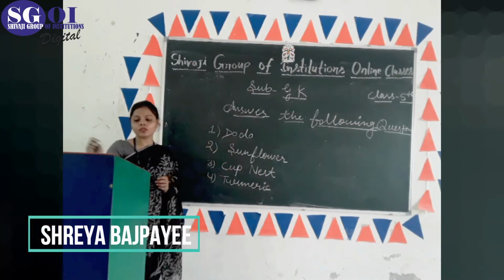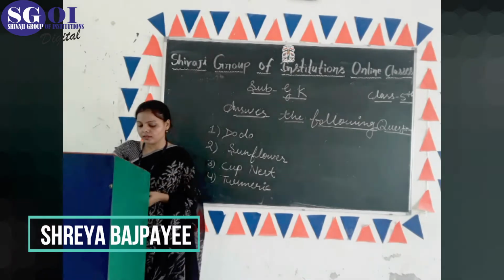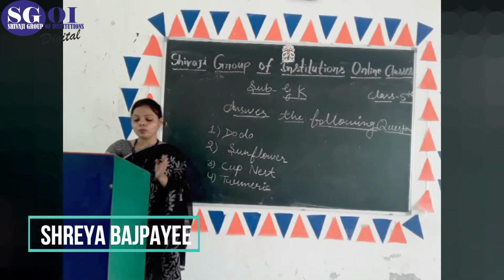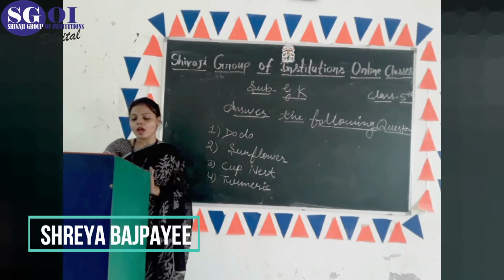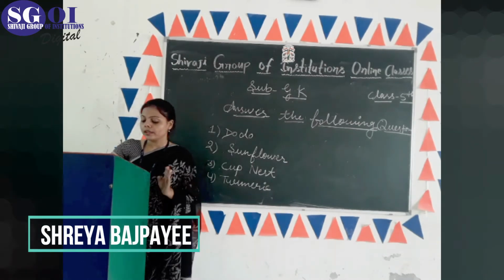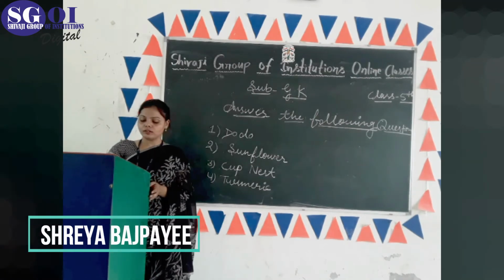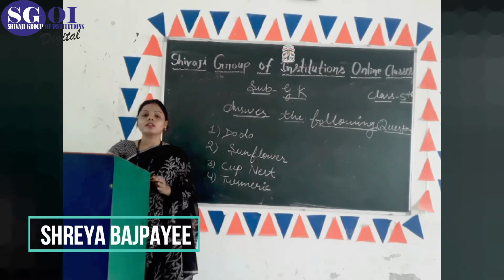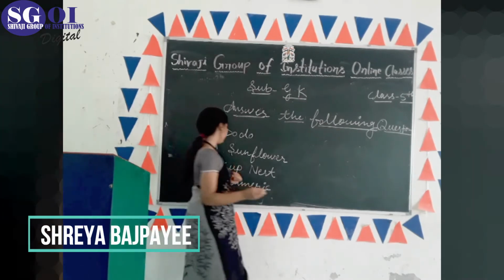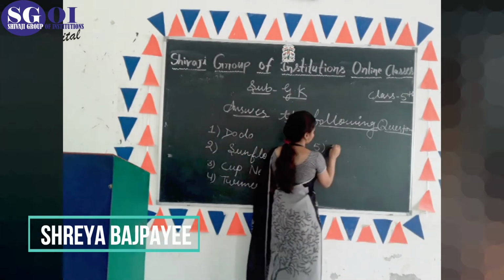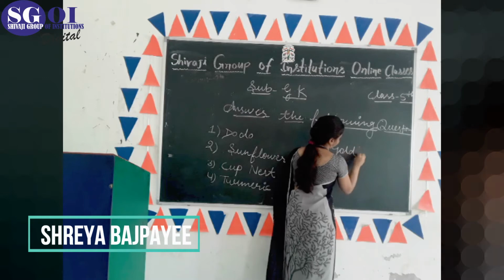Okay. Now fifth number is this: this fish is mostly seen in aquariums. It is known for its strong social learning skills. The answer is here: goldfish.